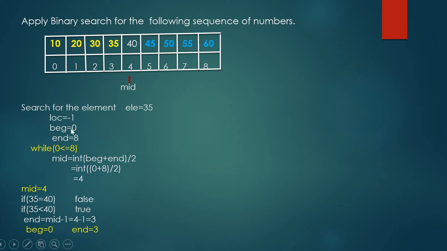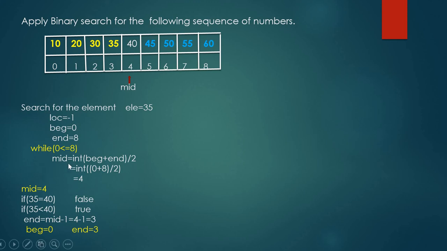According to the algorithm, first we initialize location equal to -1. Beginning is equal to lower bound, which is 0. End is equal to upper bound, that is 8. These are the initial values. After that we start the while loop: while beginning is less than or equal to end. Here beginning is 0 and end is 8, so while 0 is less than or equal to 8, that is true.